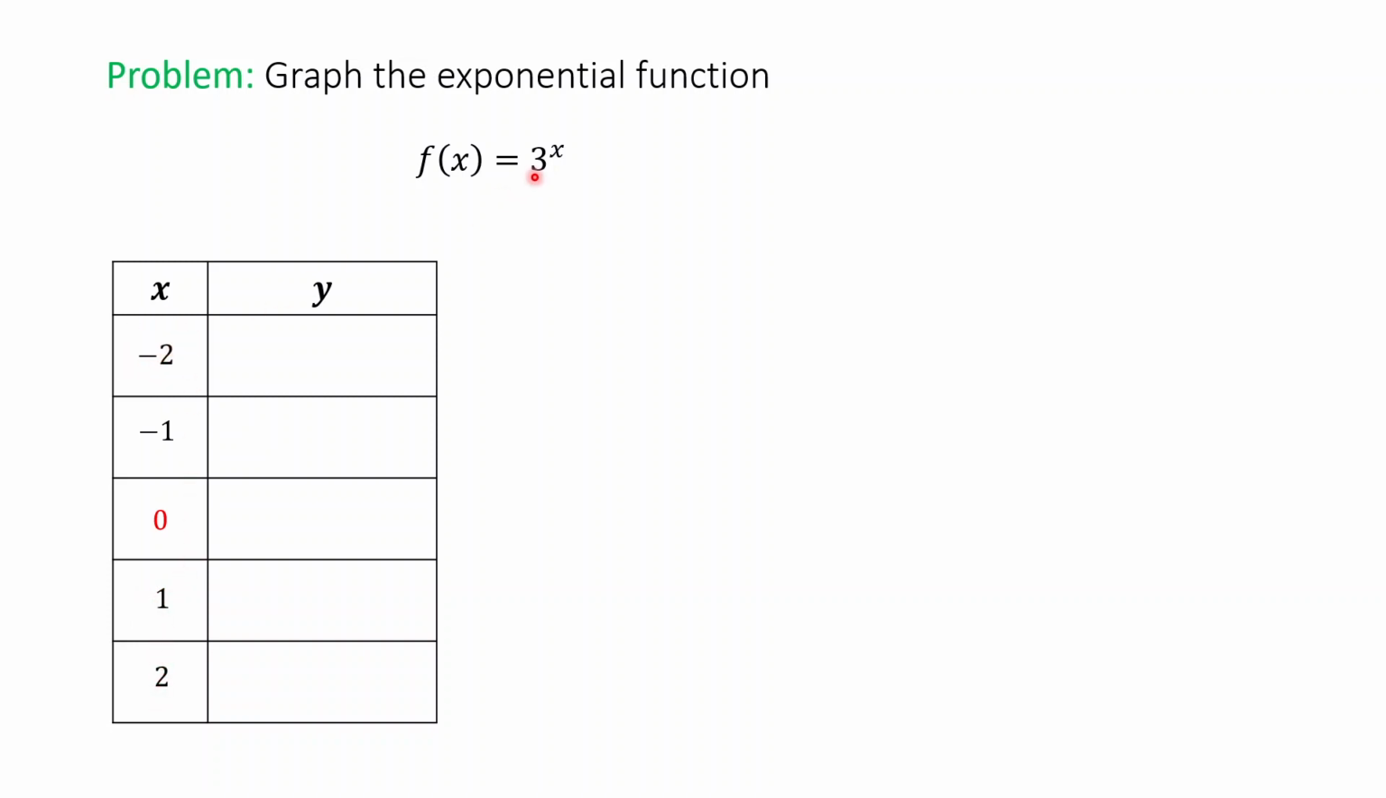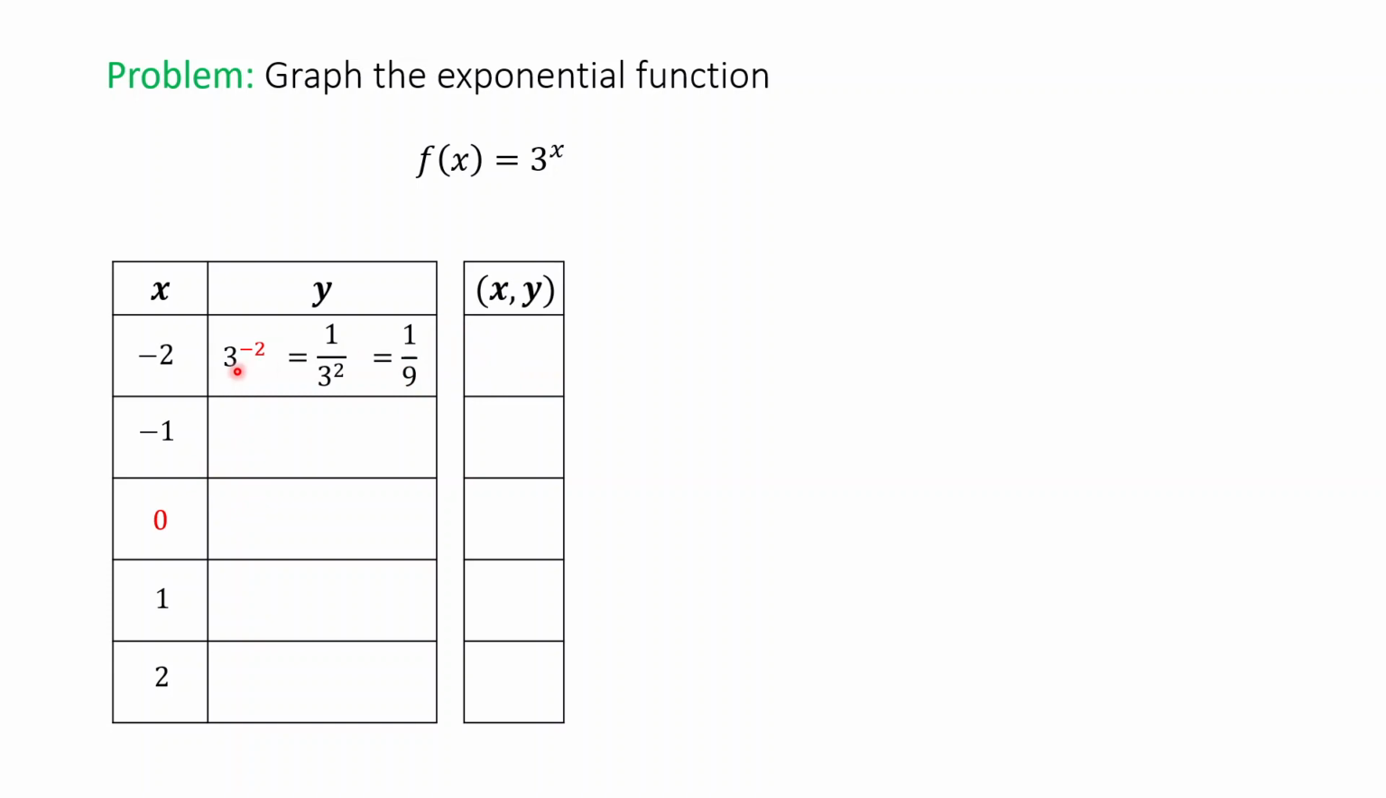Now substitute -2 for x. You get 3 to the -2. This is equal to 1 over 3 to the positive 2. So that is 1 over 9. 3 to the second is 9. Now you have a point -2, 1 over 9.